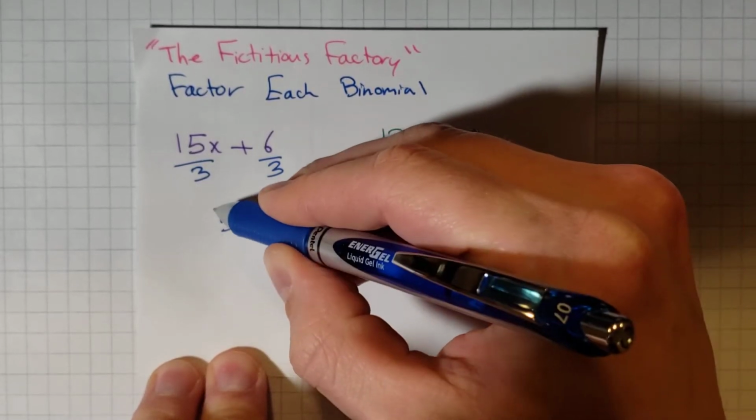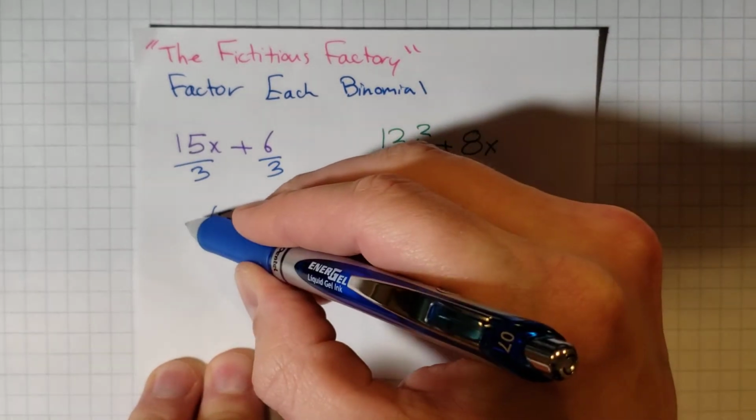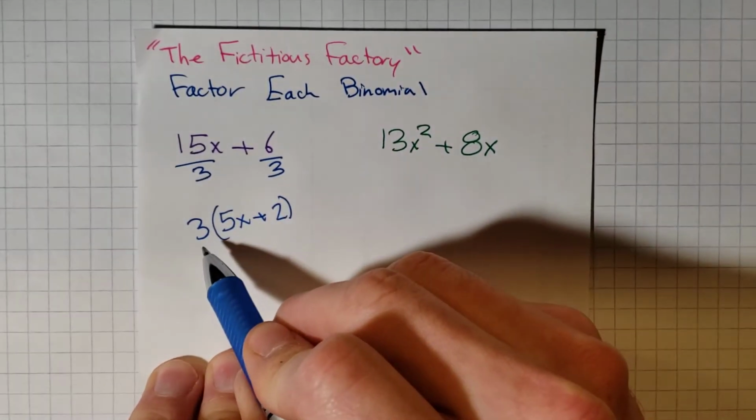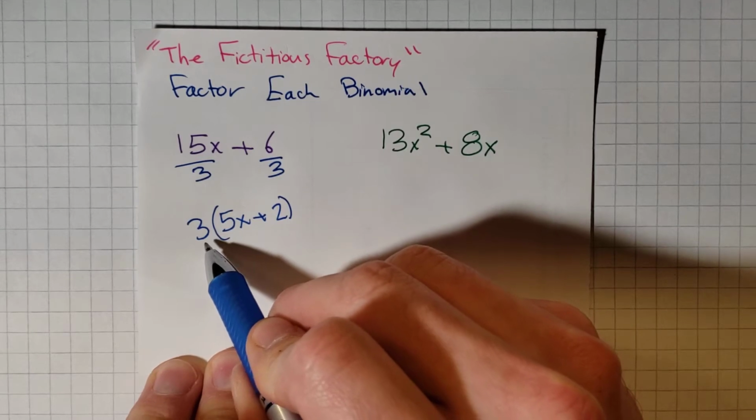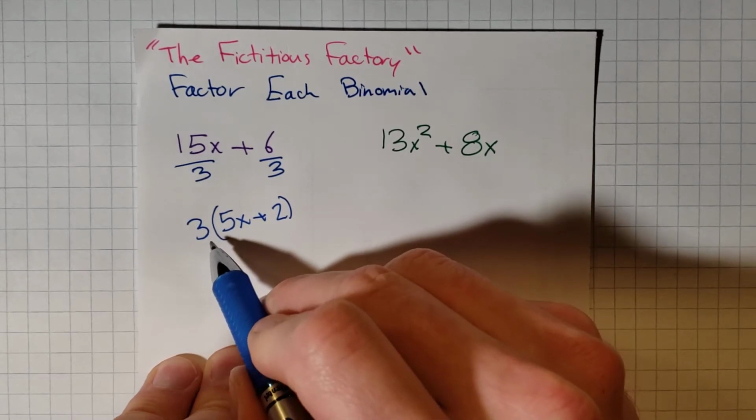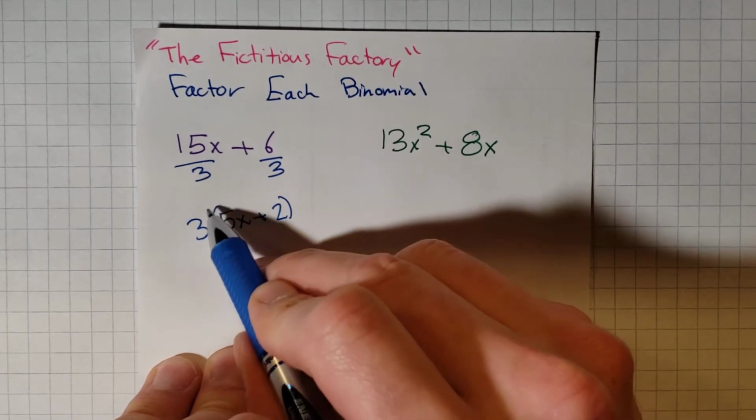Okay, now this is factored form. Factored form means you put the number that you took out in front to kind of let people know what you did. What did you do? Oh, I took this 3 out of this group.